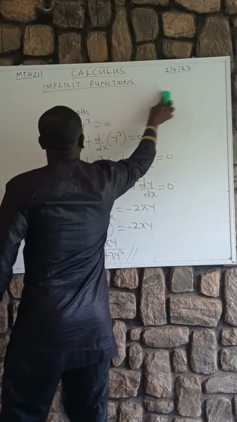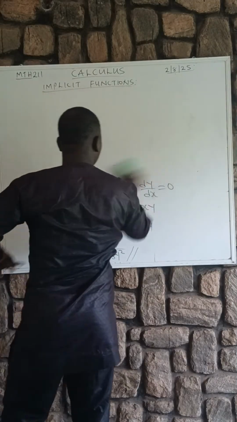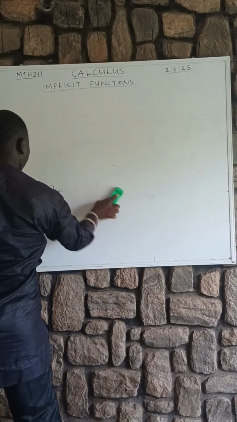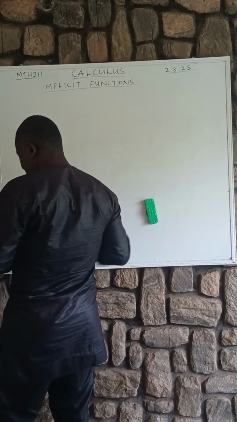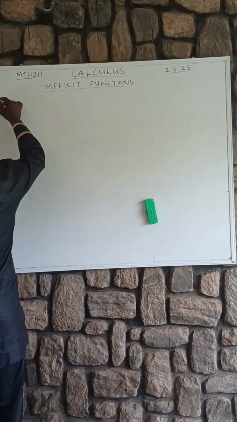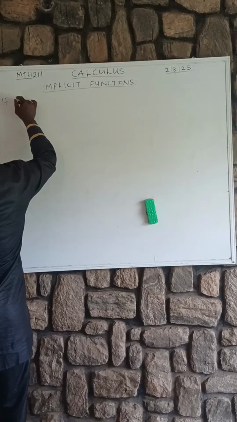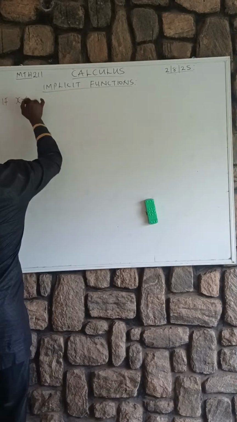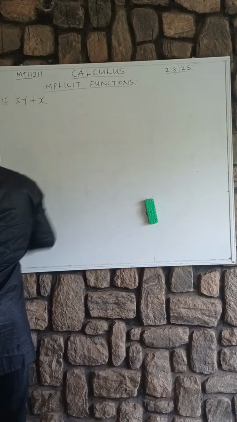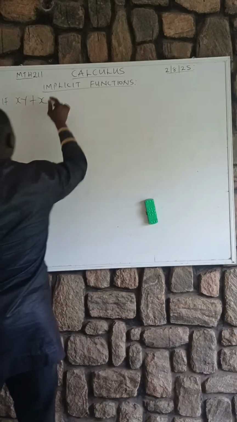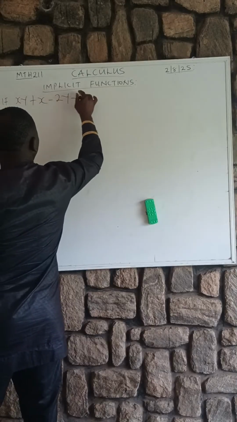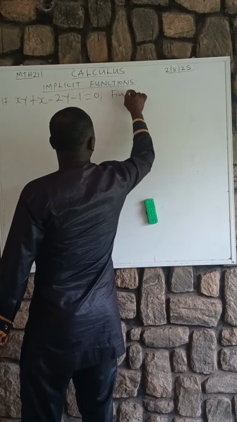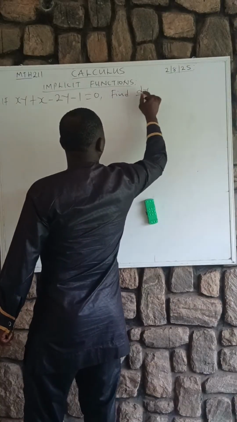Okay. So no question, let's proceed further. Another example, if we have xy plus x minus 2y minus 1 equals to 0. Find dy all over dx.